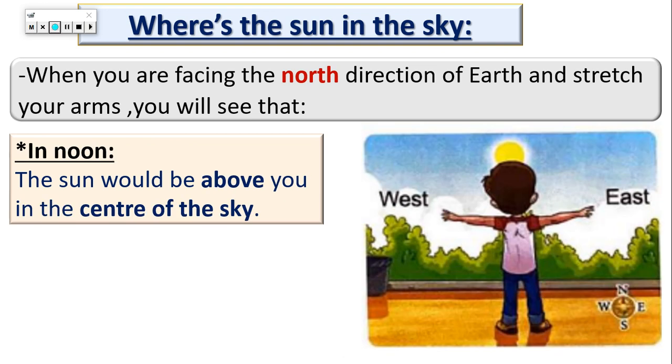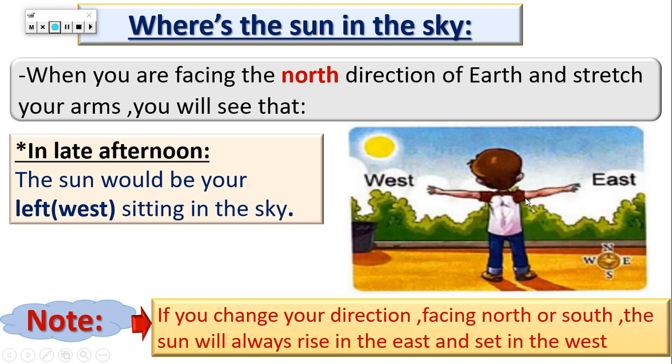And if you are still looking to the north direction and you find the sun above you, then you know that you are in the noon. And if you are facing the north direction and you find the sun in your left hand or in the west, then you must know that you are in the late afternoon. And as said before, the sun rises in the east and sets in the west. Whatever your position on the earth, whatever country you exist in, all the time the sun will rise in the east and set in the west.